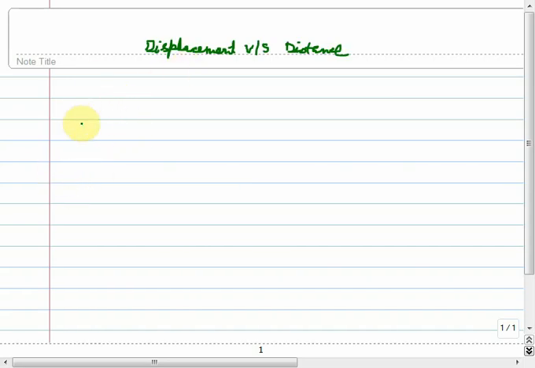Welcome to this third part of the motion. In this, we will be defining displacement and distance, the difference between displacement and distance, basically. Before making you understand the meaning of displacement, I would like to define a number line.